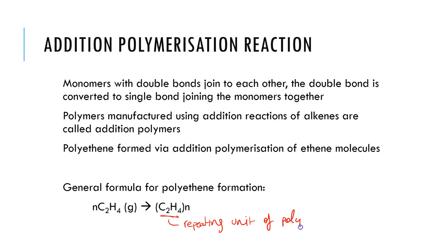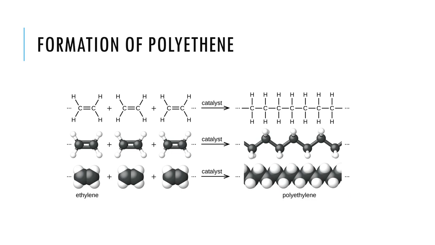Okay, which makes the bit on the left hand side, this is our monomer. Okay, if I have N amounts of my monomer, I will have N repeats in my polymer. So as I said, we take large numbers of ethene molecules in the presence of a catalyst, and we will form the polyethene polymer.